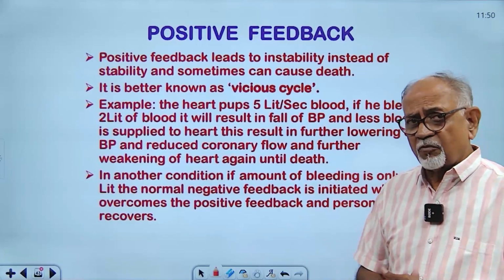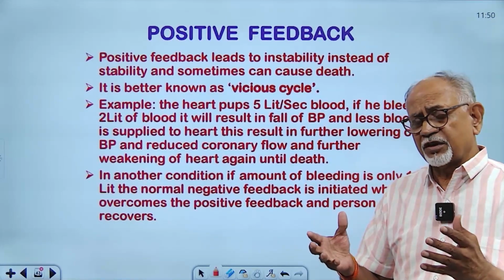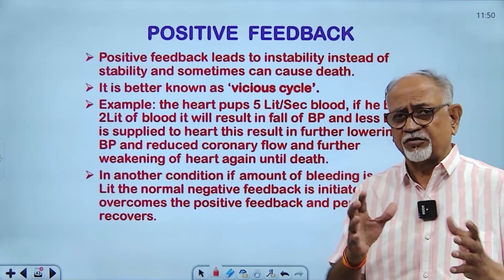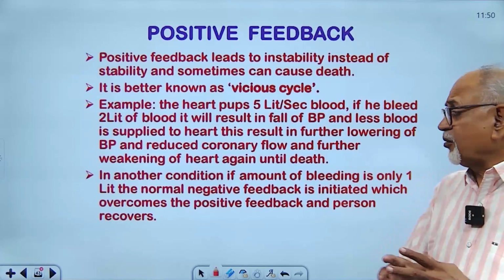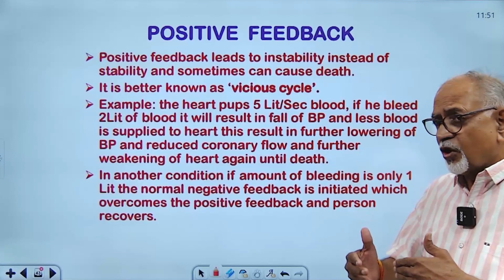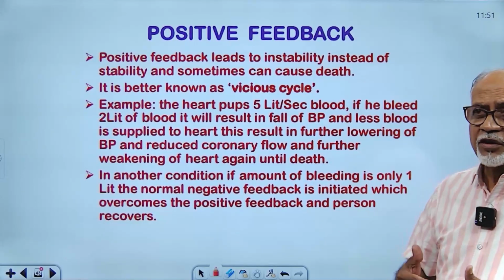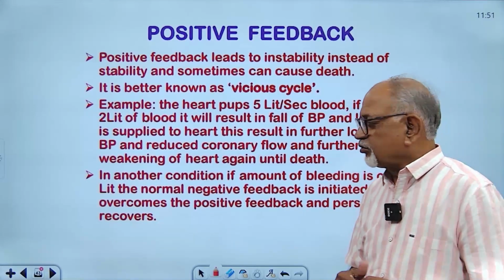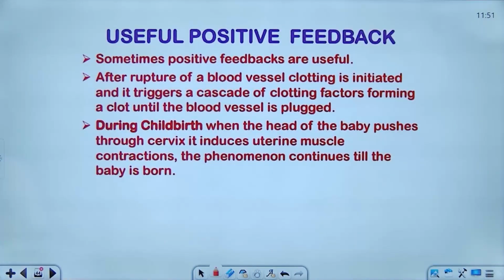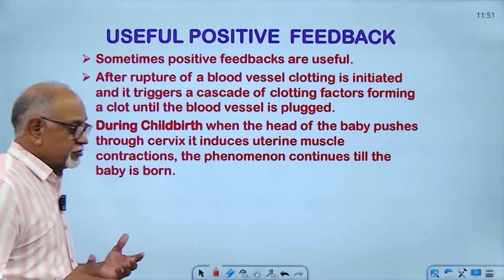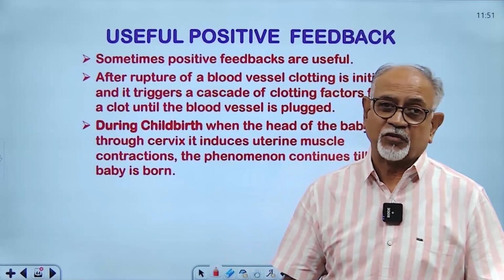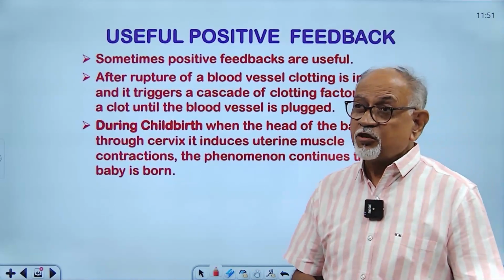In another example, if the person loses only 1 liter of blood out of 5 to 6 liters, then a negative feedback system works and the volume of blood is maintained so as to recover from that situation. But there are certain examples where the positive feedback mechanism has a useful effect.